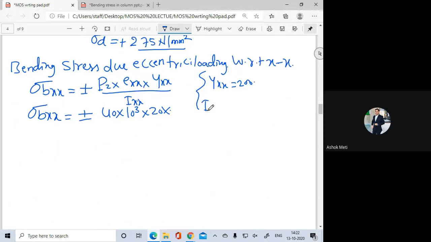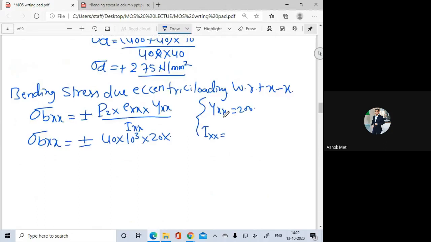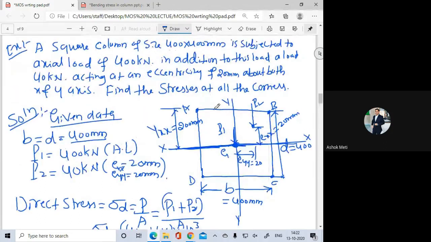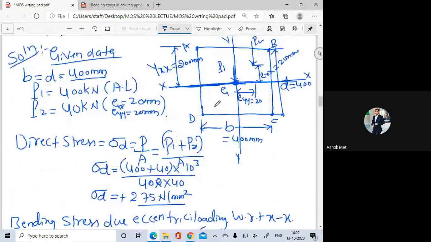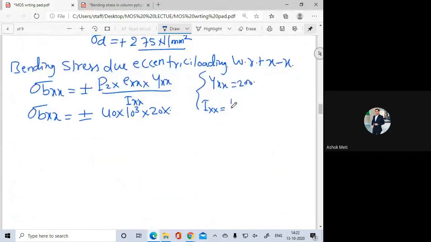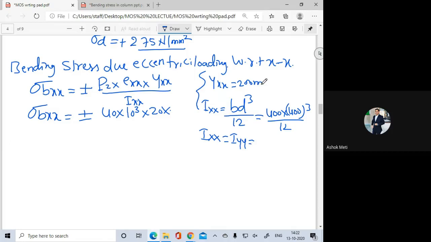Now I want to calculate the moment of inertia about the y axis. So here how will you calculate the moment of inertia? The moment of inertia will be bd cube upon 12. It is bd cube upon 12. We are calculating about the x direction. Okay, it is a square, so both Ixx and Iyy will remain the same. So it is 400 into 400 cube upon 12. So can you tell me this Ixx? This is Iyy. Iyy will also change. Yes, tell me the answer.